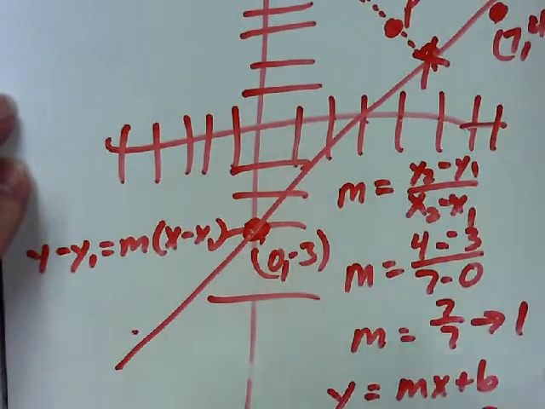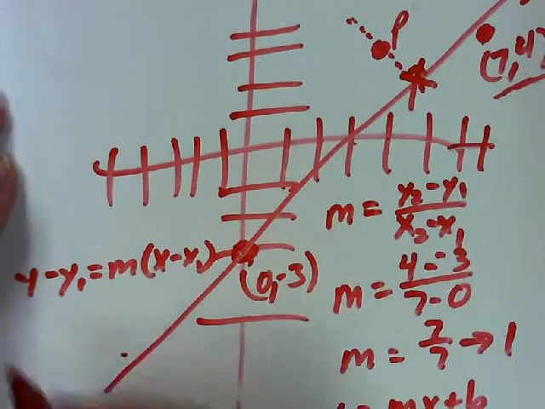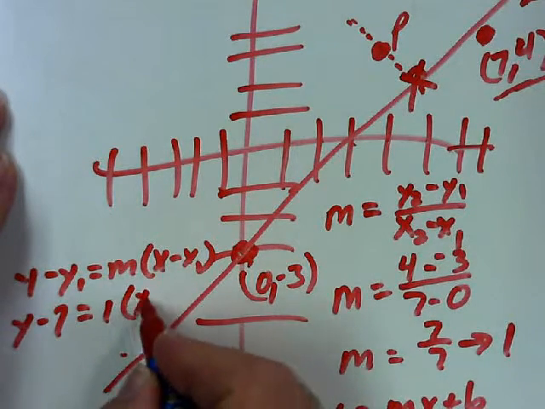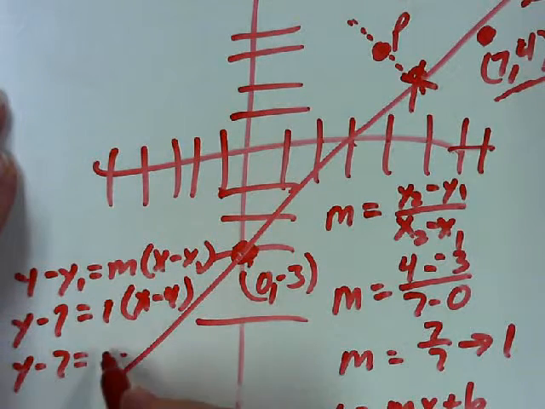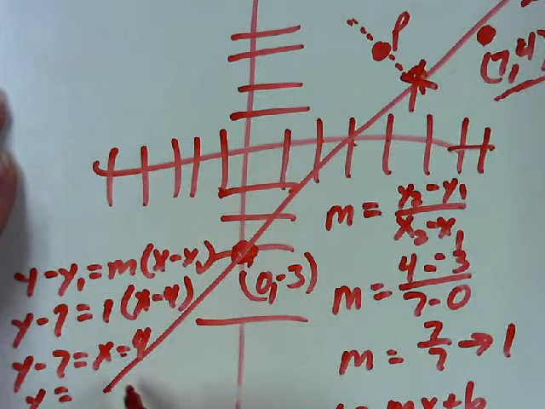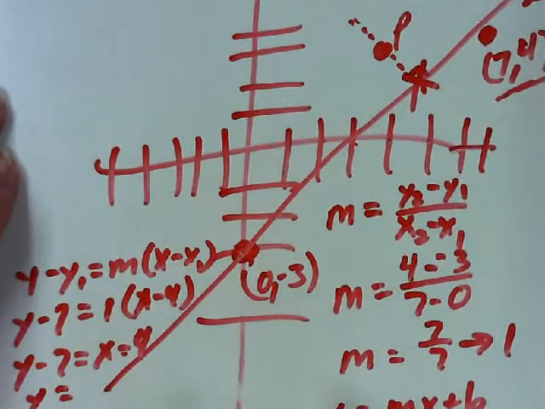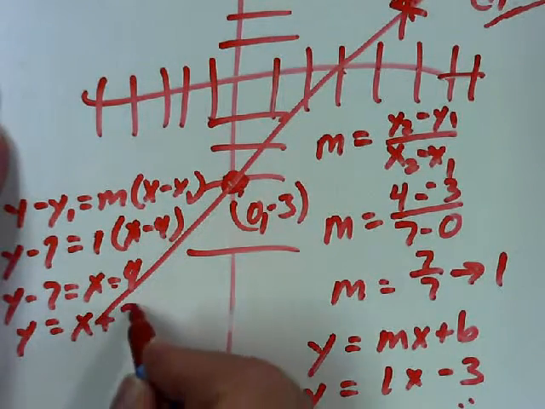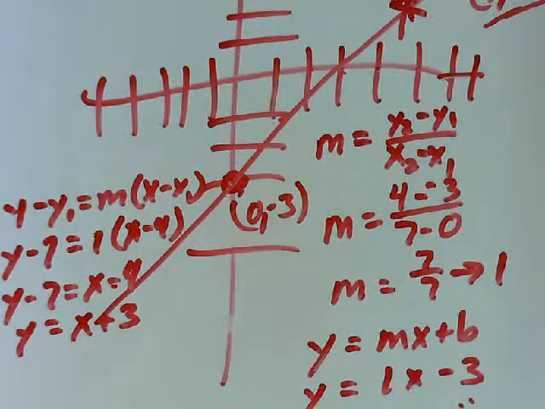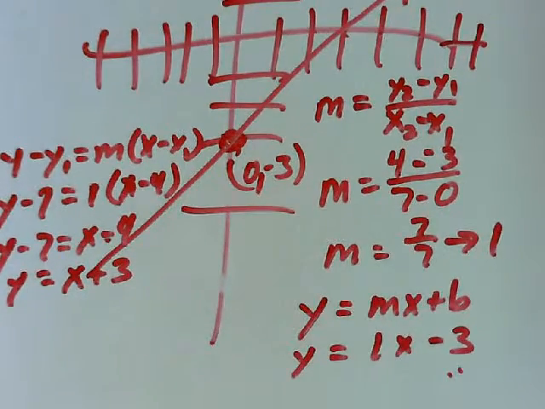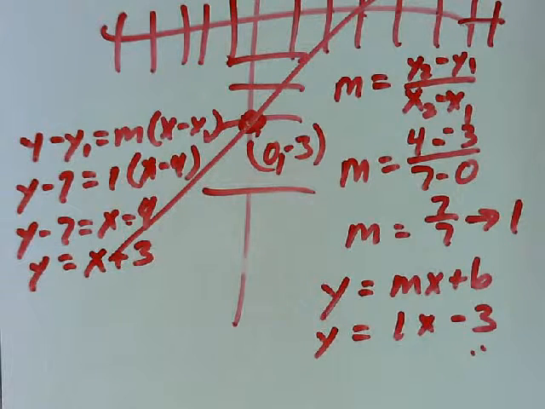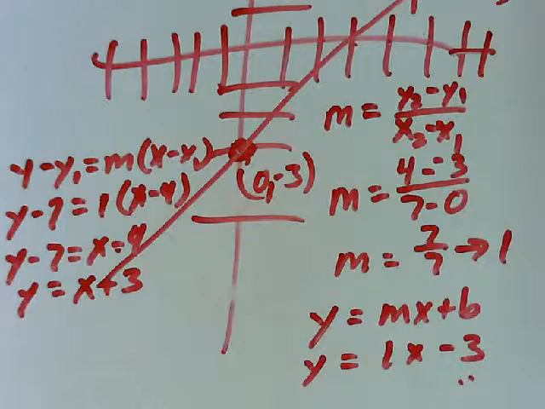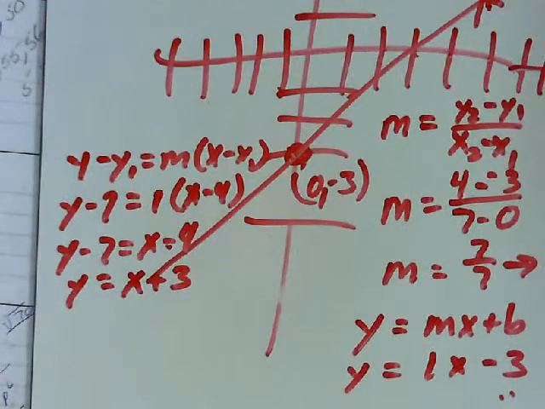So could I find this same equation by using this point up here? Let's try it. y minus 7 equals 1 times x minus 4. So y minus 7 equals x minus 4. y would equal x plus 3. Why didn't it come out the same? They aren't the same, are they? Nobody can figure out why it's not the same? The point is (7, 4), and now down on this one we got y equals x plus 3.